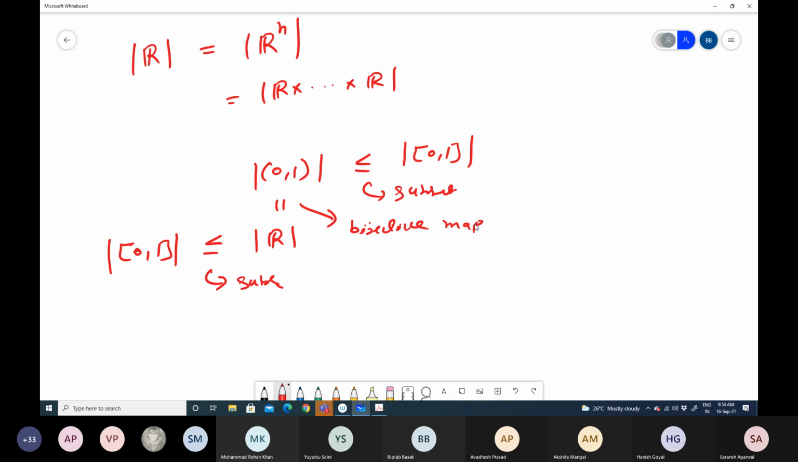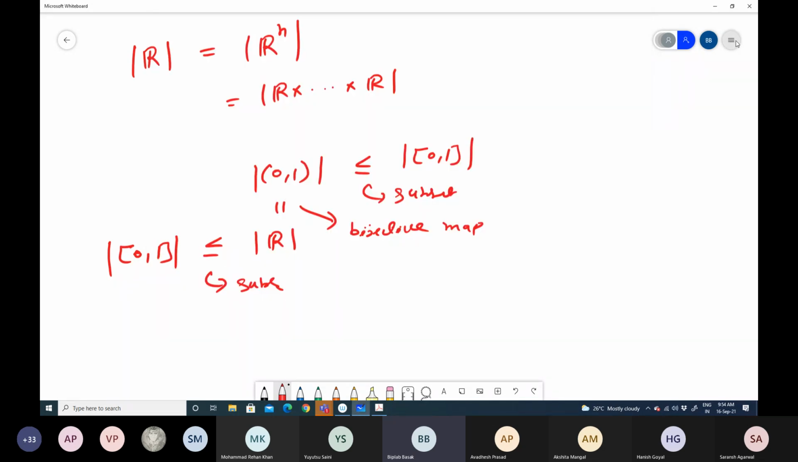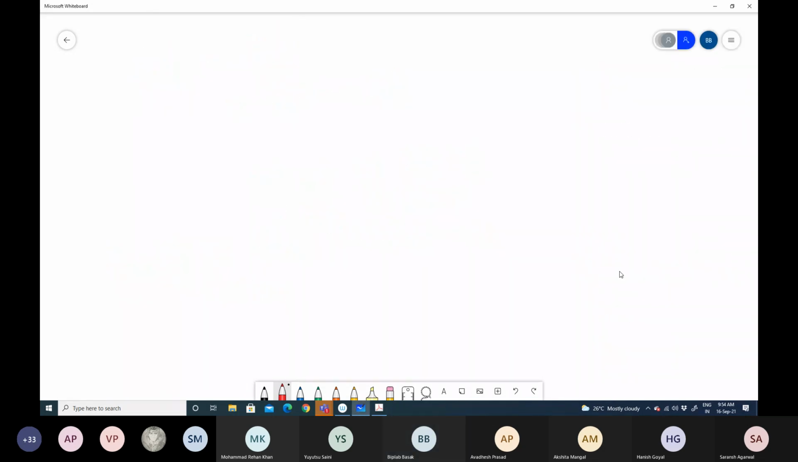Right? Okay, so I think now we can go further. We can start permutation and combination, or maybe we can say combinatorics.